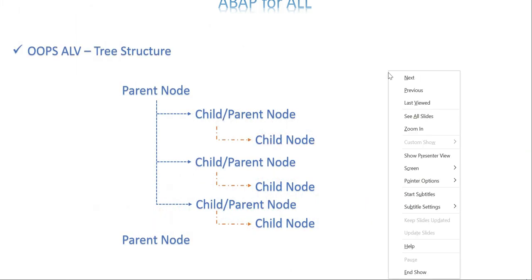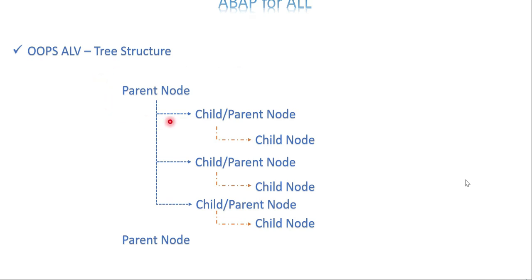So the generic idea of tree design looks like this. We have a parent node and it might have a child, more than one child is also possible. And sometimes the same child needs to act as a parent node because it has its own child. Okay, so this is a very generic design of a tree structure. It depends on your business need.